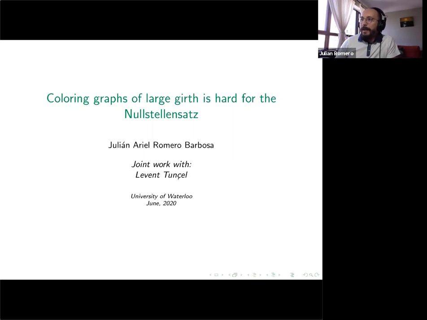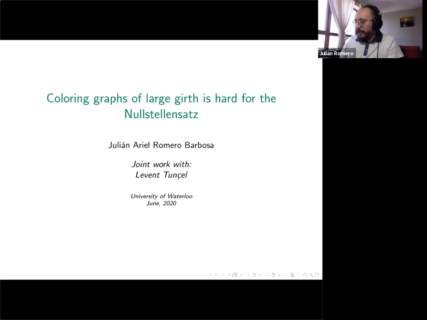So what I'm going to talk about today is the research that I've been doing with Levent since I was doing my master's. It's about coloring graphs using this tool, the Hilbert Nullstellensatz, to transform into hierarchies of systems of linear equations, and then you try to see the hardness of coloring graphs with large girth. And this is what we are going to talk about today.